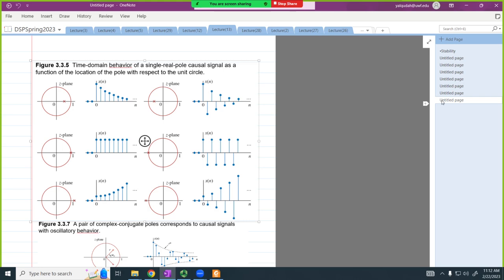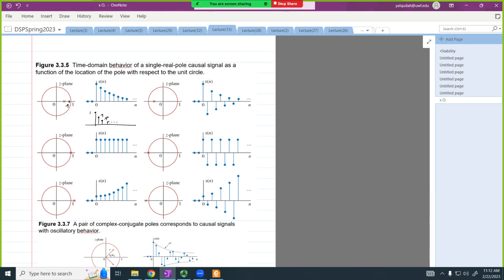Make sense? Now if I start moving this pole to the right, and let's say this location is 0.9, what is the response going to look like? It's going to look similar, except 0.5 is going to be 0.9. So it's going to start at 1, then 0.9, 0.9 squared, and it's going to keep decaying. Make sense?